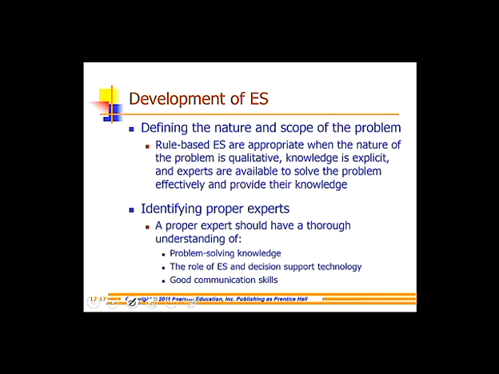The first thing, just like in any system, is to define the nature and scope of the problem, right? Mostly expert systems give better results if the problem is a qualitative problem, the knowledge is easily available from the experts, and it is a narrow problem. Mostly expert systems work better if the problem is very narrow, very well defined. So for broader or larger problems, expert systems do not perform really well.